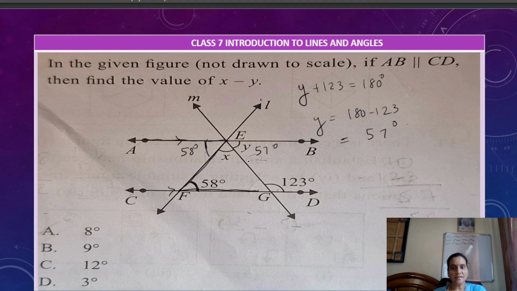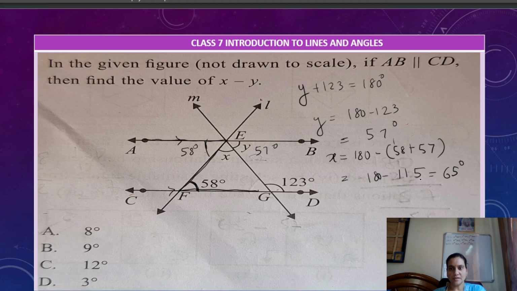Now this 58 degrees, this 57 degrees, and this x together form one straight angle. So x will be equal to how much? 180 minus 58 plus 57 degrees. So let me do the addition first. 8 plus 7 is 15, 1 gets carried over. So 5 plus 5 is 10, 10 plus 1 is 115. So we need to do 180 minus 115, which is how much? It will be, I think, 65.